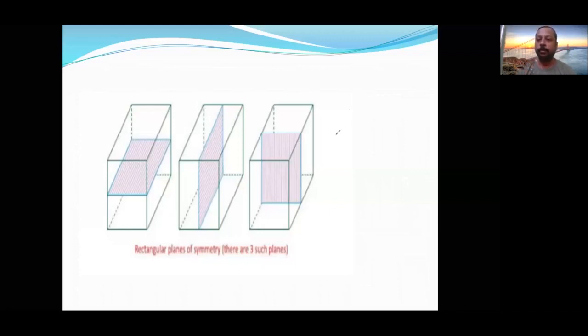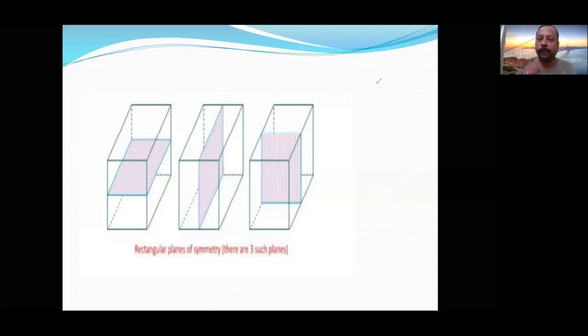Crystal is known for its regular arrangement, and a regular arrangement will always give you some symmetry. So how many types of symmetry are there in a crystal? There are three elements of symmetry. If the question is about the types of elements of symmetry, what should your answer be? Three. What are those? POS, plane of symmetry; AOS, axis of symmetry; and COS, center of symmetry.